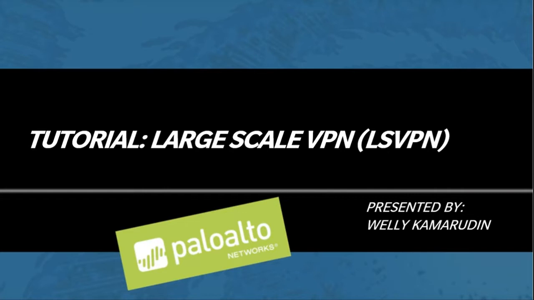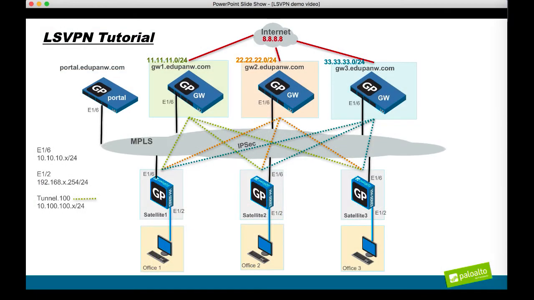Today I'm going to show you the Large Scale VPN, aka LSVPN, configuration tutorial in Palo Alto Networks firewall. This will be our topology that we will use in this LSVPN tutorial demo video. We have one GlobalProtect portal and three GlobalProtect gateways for IPsec VPN tunnel point-to-multipoint terminations to satellite firewalls. The interface Ethernet 1/6 represents the external public-facing interfaces, so all the initial communications will start from there.